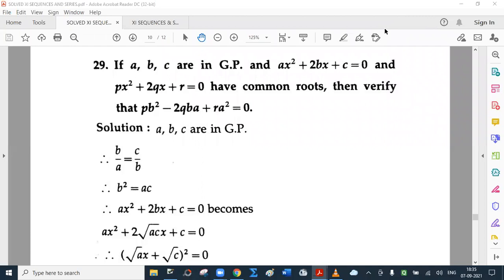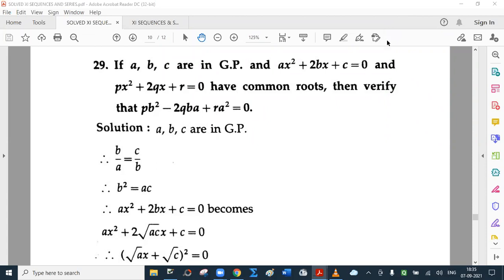29th, if A, B, C are in GP and ax square plus 2bx plus c equal to 0 and px square plus 2qx plus r equal to 0 have common roots, then verify that pb square minus 2qba plus ra square equal to 0.